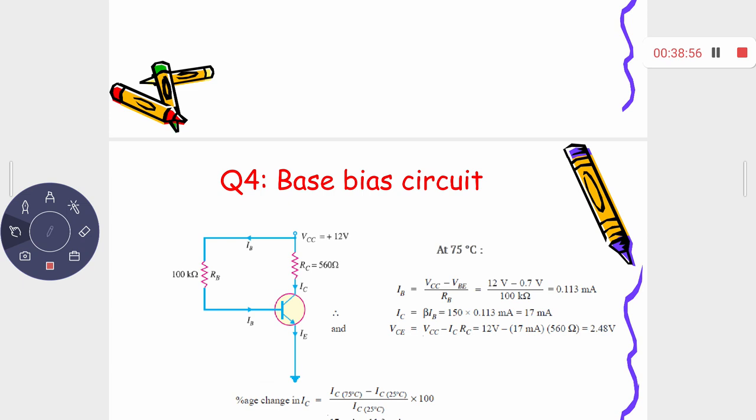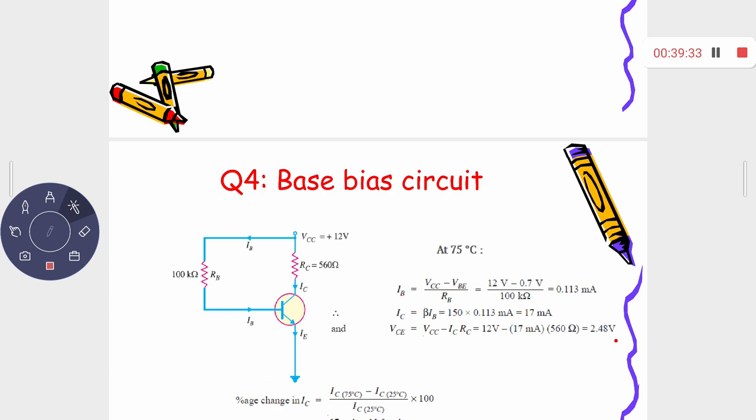Because in the question it is mentioned that we just neglect any change in VBE. If any change in VBE is considered, then IB will also change. But this time it is mentioned that forget about any change in VBE. So once again you have the same 0.7 volt there, same 100 kilo ohms. So 0.113 milliampere. Right? And then IC is equal to beta times IB, now this beta is increased from 100 to 150. So 17 milliampere now, and this is 2.48.